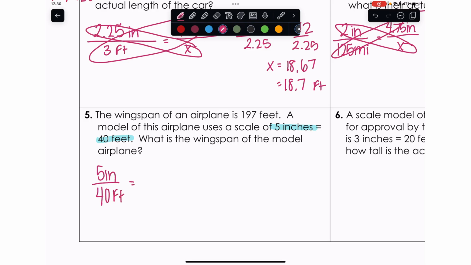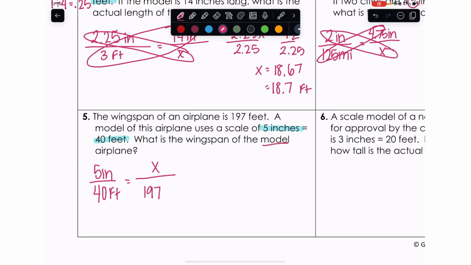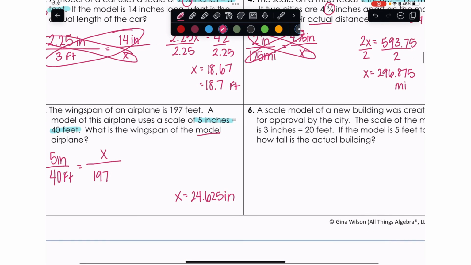That's the scale. Then we look at the wingspan of my airplane is 197 feet, right? That's the larger unit. 197 feet is big. So that's my actual distance that goes on the bottom. The X goes on the top because I want to know what is the wingspan of the model. Model is what I'm trying to find, so I put my X there. So you should have gotten 24.625 inches as your answer. Should you round up? You can if you want. If you want to round up to like 24.7, that's fine. I just gave the whole decimal.